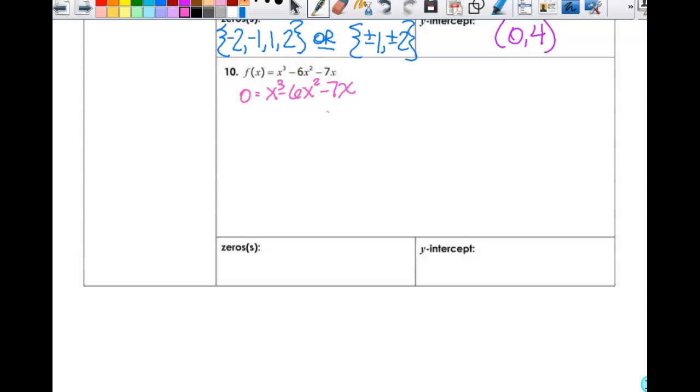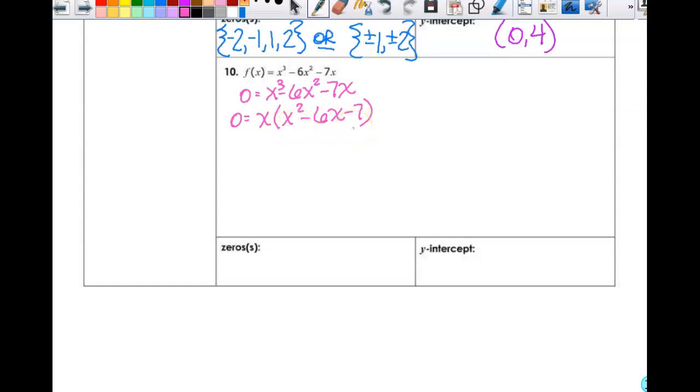When you factor, what's the first thing you always look for? It has 3 letters. GCF. So what's the GCF here? Or is there one, first of all? X. I can take the x out, right? So 0 equals x times x squared minus 6x minus 7. And don't drop him off because he's important. And then now I need to factor this.